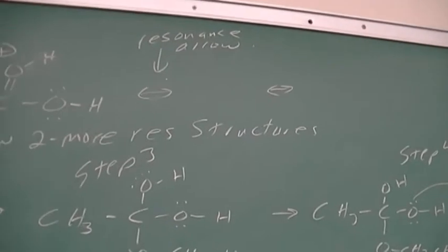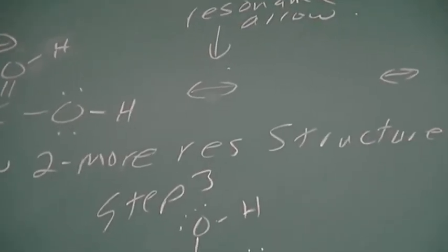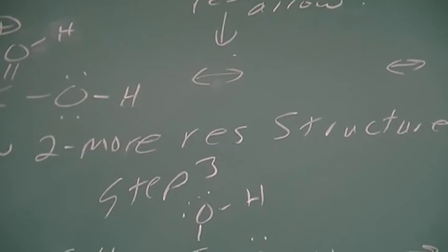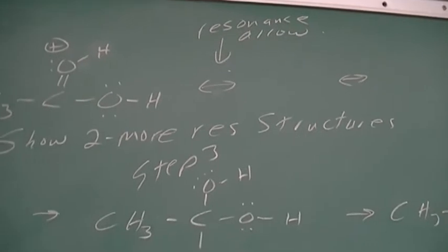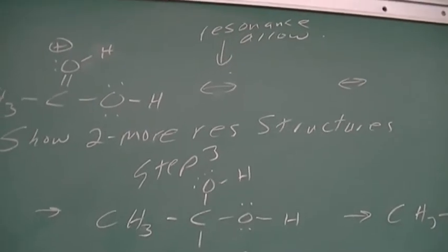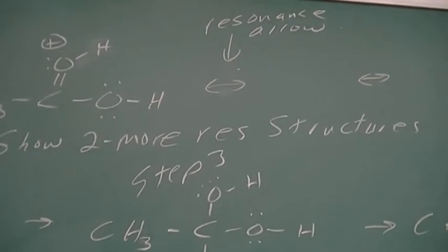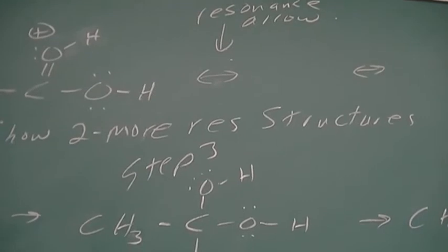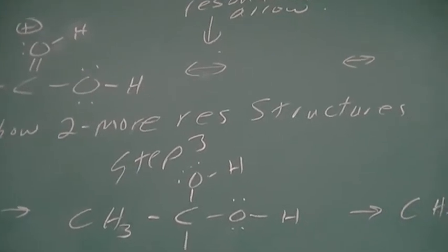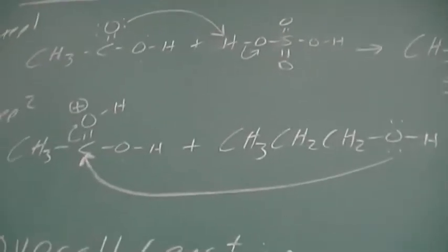Now note, when you're doing a resonance arrow, it is not a reaction. It is simply a resonance structure of the exact same thing. It's just showing the delocalization of the pi electrons. And so it is not a single-headed arrow. It is a double-headed arrow. It is a single arrow with a single line with arrows pointing in both directions. That is indicating a resonance arrow.